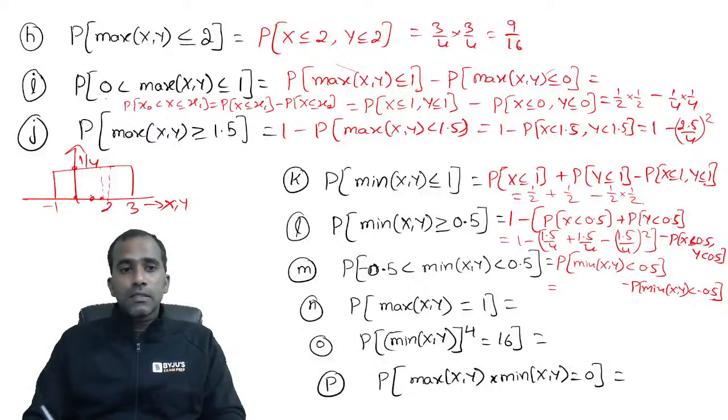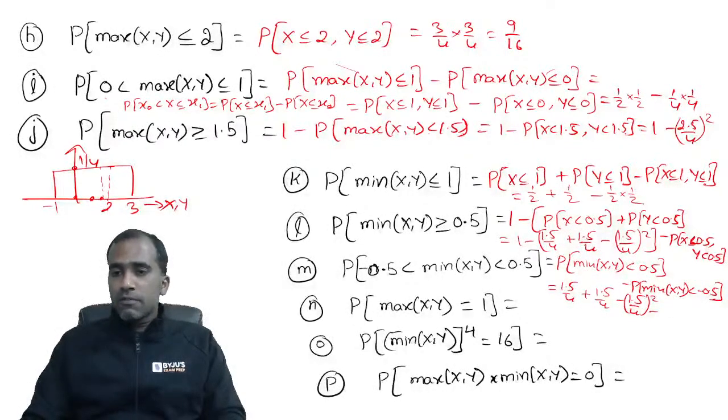It is x less than 0.5, probability is 1.5 by 4. If you want the minimum of x comma y to be less than 0.5, x should be less than 0.5 probability, plus y is less than 0.5 probability, minus the intersection probability, which is 1.5 divided by 4 whole square. I'm writing the answer directly because of lack of space. Yeah, you can do the same procedure.